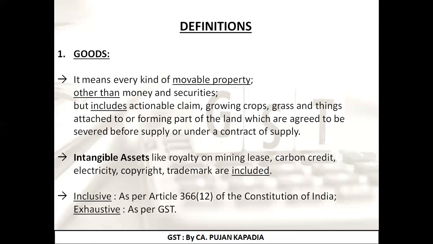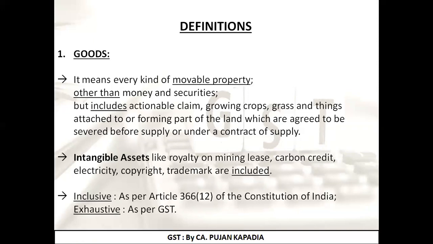So basically you will say, sir, ये तो movable नहीं है. But I have written over here which are agreed to be severed before supply or under a contract of supply. So whenever I am entering into a contract of selling that particular part, I have agreed that I am going to sever. That is, I am going to cut that particular part from the land so that it will become movable. So as of now, what is its condition? It is immovable. Why? Because it is attached to the land. But I had entered into a contract that whenever I am going to supply this particular product, I am going to sever it. I am going to cut it from the land, as a result of which I can easily move that particular product so that it will become movable.